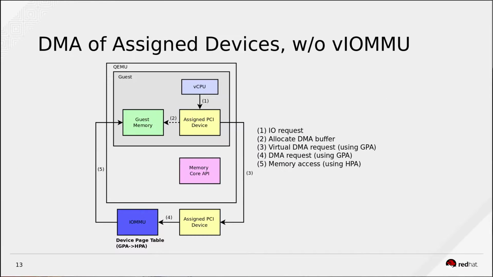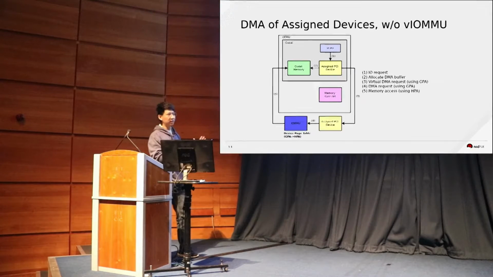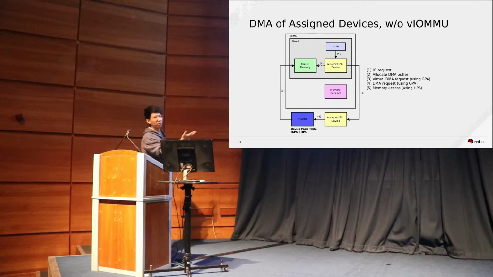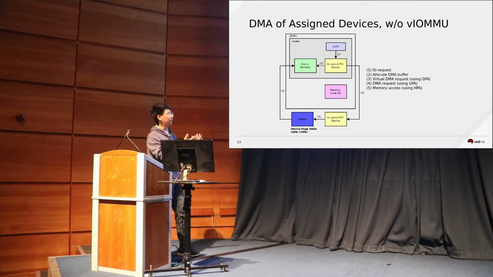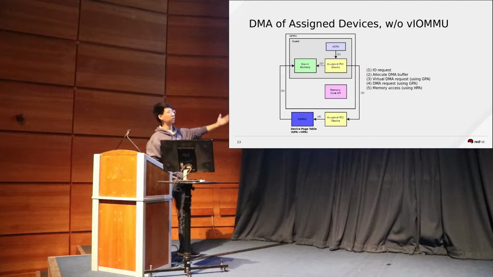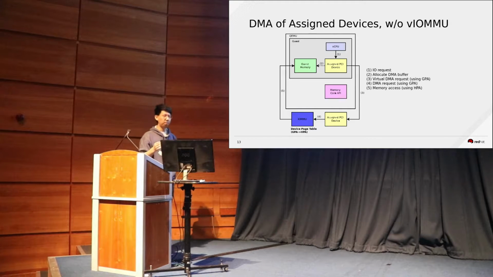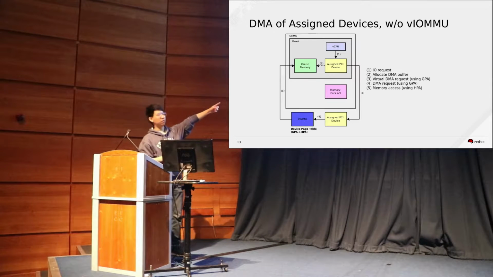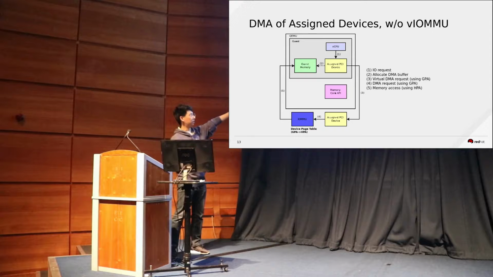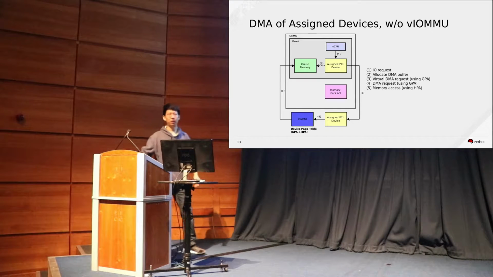So the third scenario we can have a look at is the assigned devices. So this is when we are not with an IOMMU in the guest. This is the general scenario of device assignment when DMA happens. Assigned devices are a bit special in that we have to set up the GPA to HPA mapping beforehand, even before starting QEMU. We need to set this up in the host IOMMU. So there will be a static device page table there per device.